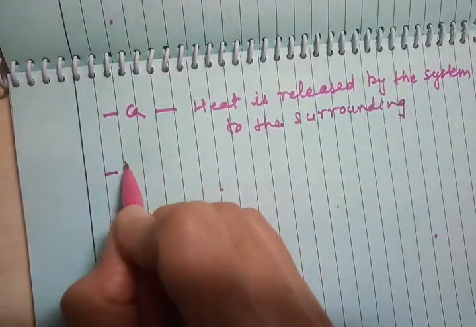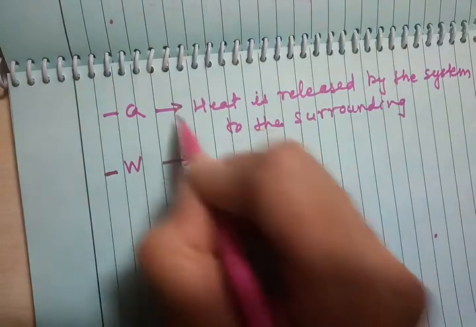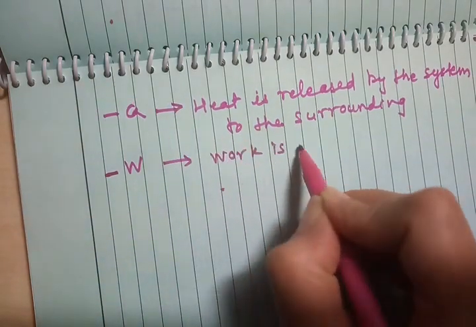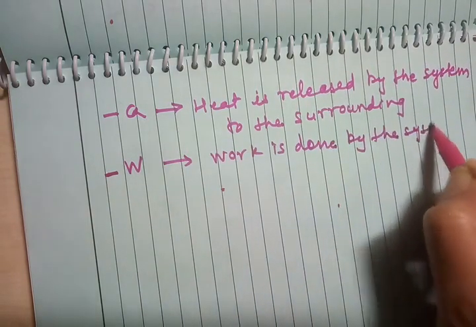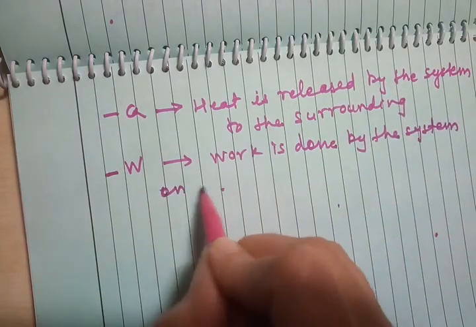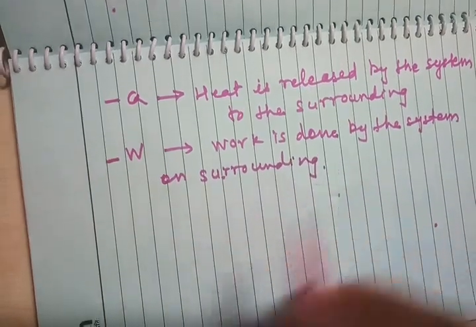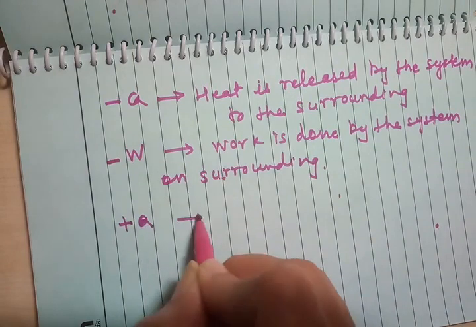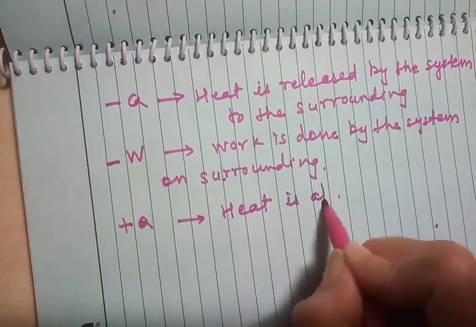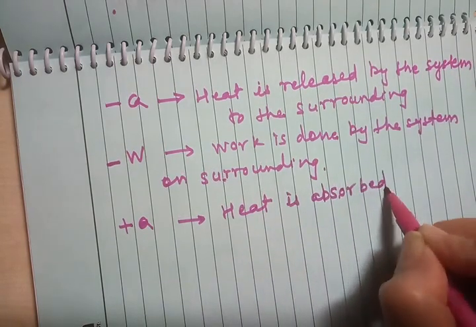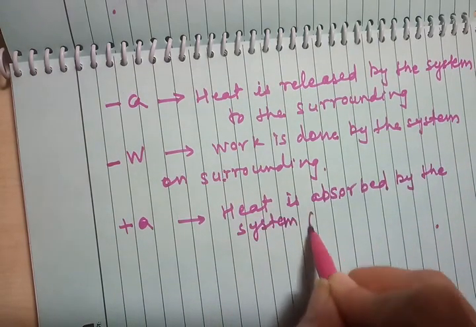If it is a negative work, if you write minus W, if you put a negative sign in front of the work, you can write here work is done by the system on the surrounding. Now next, if it is plus Q, means if you put a plus sign in front of heat values, heat is absorbed by the system from the surrounding.